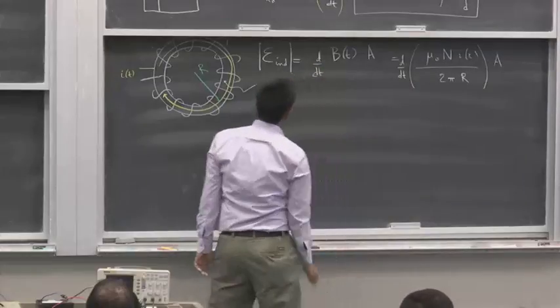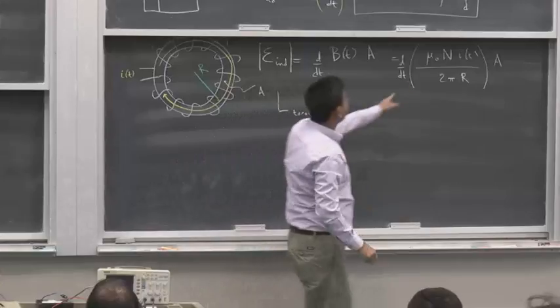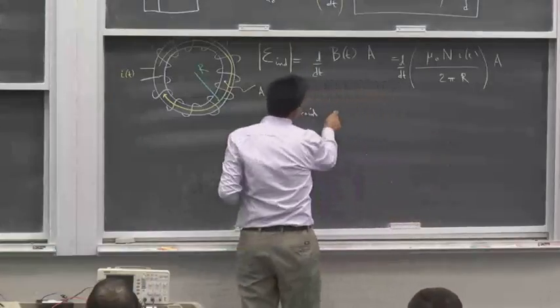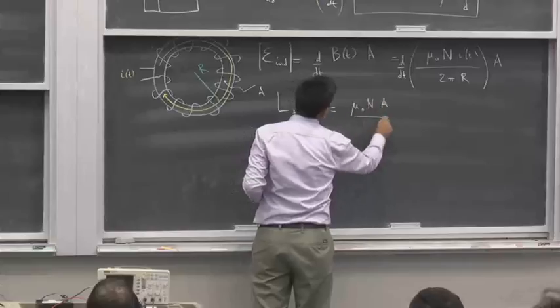Now if I look at this, the inductance of a toroid, if I just remove the di by dt, whatever remains is the inductance of the toroid, mu naught N squared A over 2 pi R.